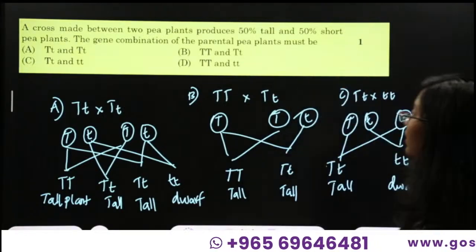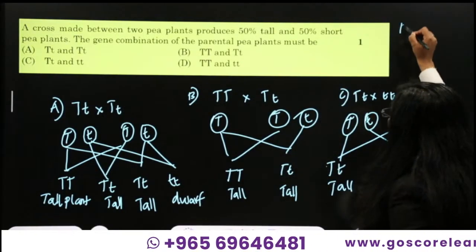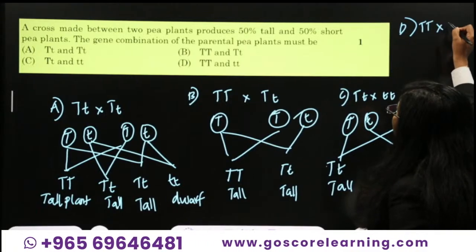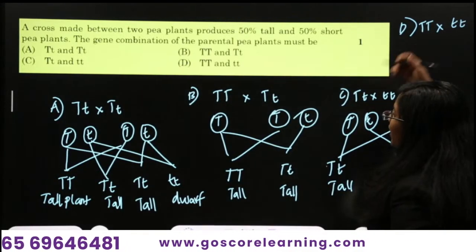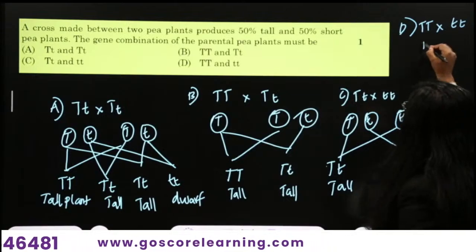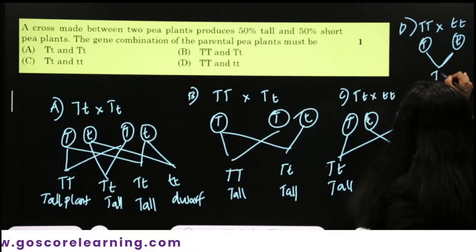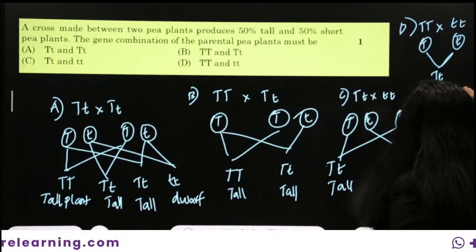Then next one, what is the D option? D option is capital T crossed with small t, small t. So if you consider this one, capital T is the only possible one, small t is the only possible one, and the only possible progeny produced here will be tall plant.